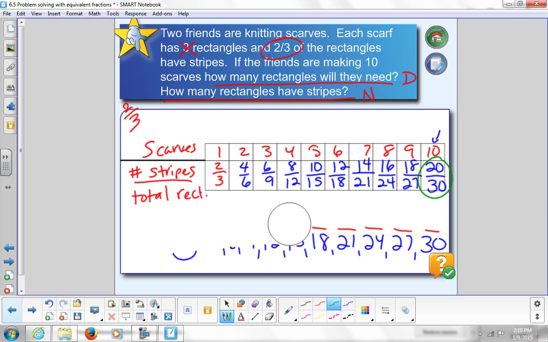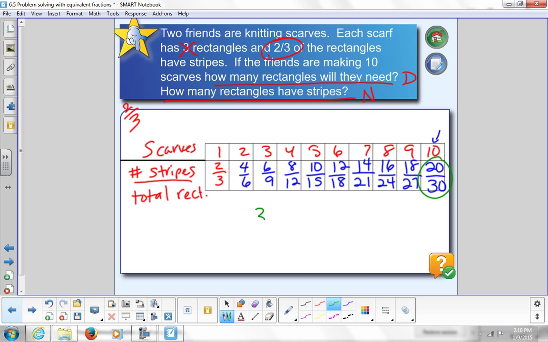Okay, so to answer my question then, how many rectangles will they need? Well, they'll need 30. And 20 will have stripes.